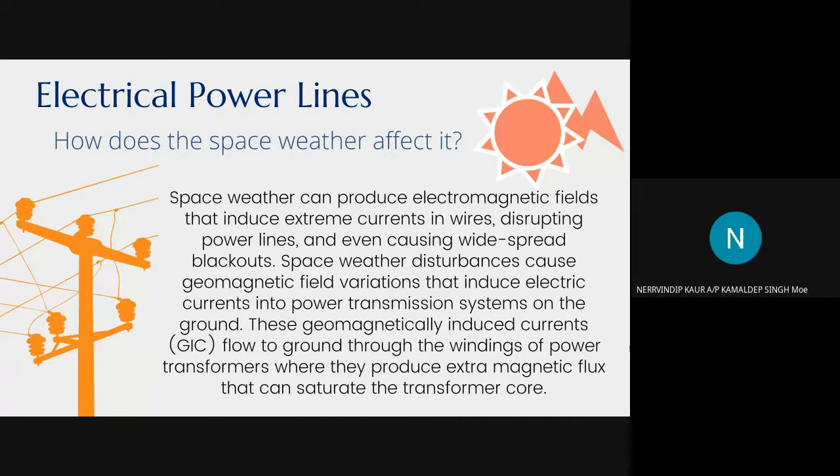Electrical power lines. How does the space weather affect it? Space weather can produce electromagnetic fields that induce extreme currents in wires, disrupting power lines and even causing widespread blackouts. Space weather disturbances cause geomagnetic field variations that induce electric currents into power transmission systems on the ground. These geomagnetically induced currents, GIC, flow to ground through the windings of power transformers where they produce extra magnetic flux that can saturate the transformer core.